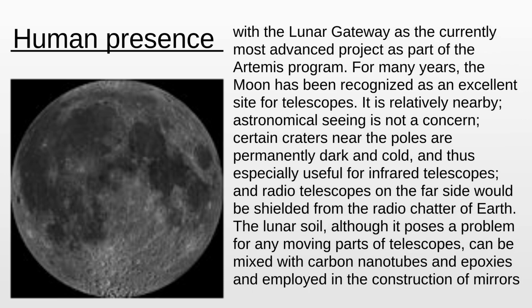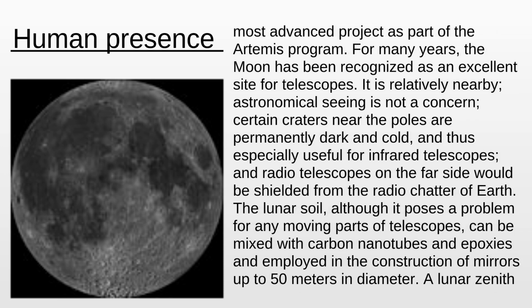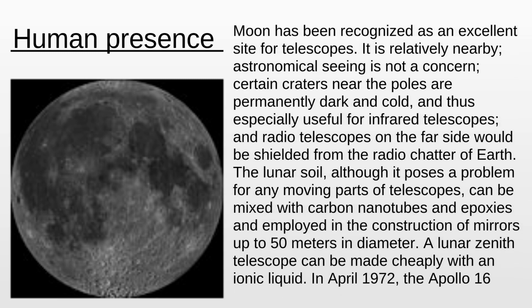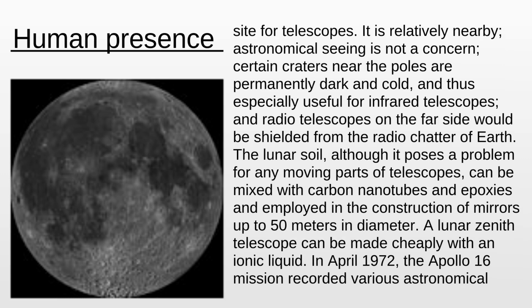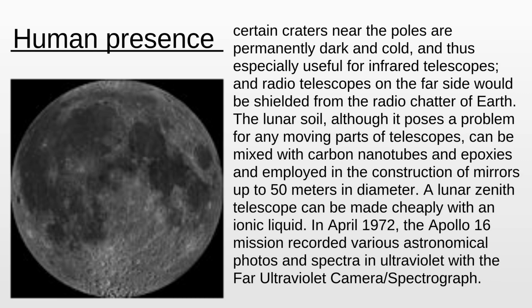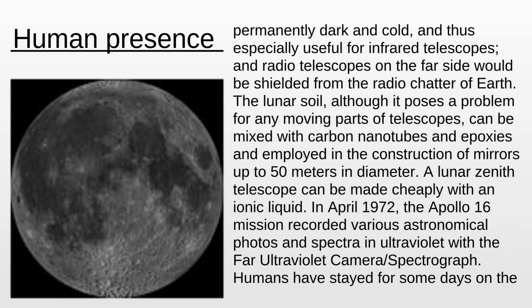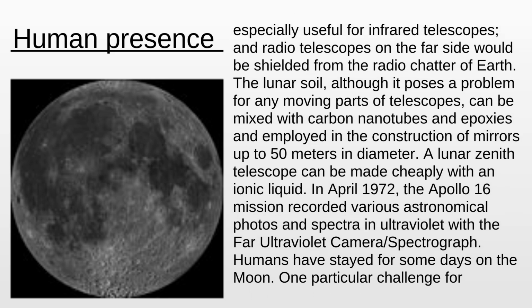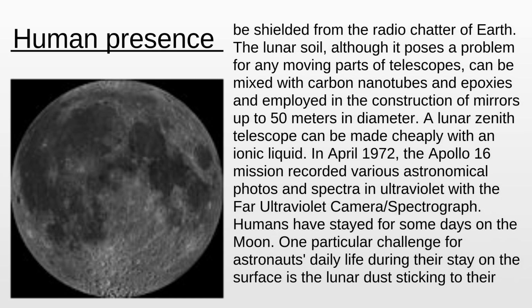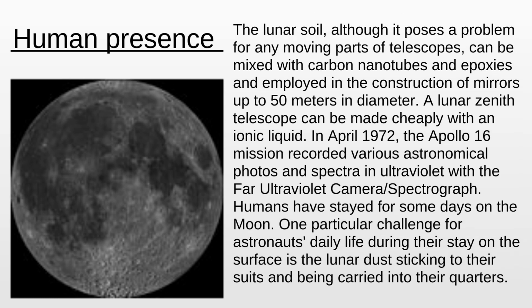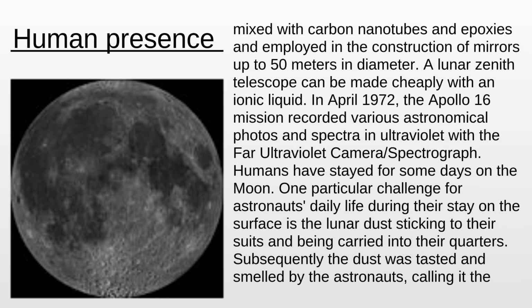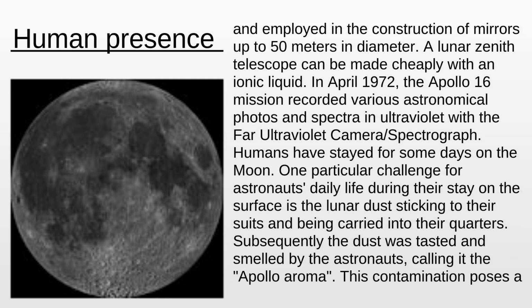For many years, the Moon has been recognized as an excellent site for telescopes. It is relatively nearby, astronomical seeing is not a concern, certain craters near the poles are permanently dark and cold, and thus especially useful for infrared telescopes, and radio telescopes on the far side would be shielded from the radio chatter of Earth. The lunar soil, although it poses a problem for any moving parts of telescopes, can be mixed with carbon nanotubes and epoxies and employed in the construction of mirrors up to 50 meters in diameter. A lunar zenith telescope can be made cheaply with an ionic liquid.